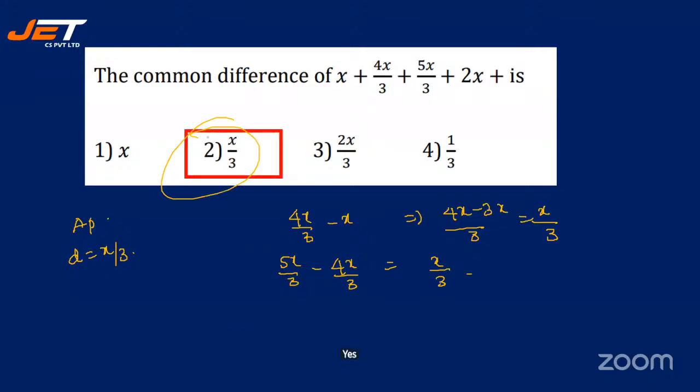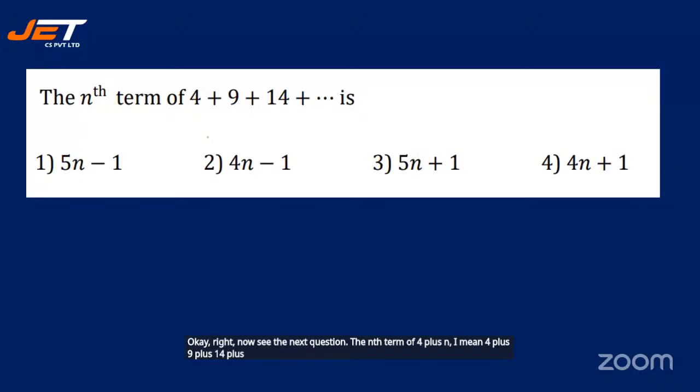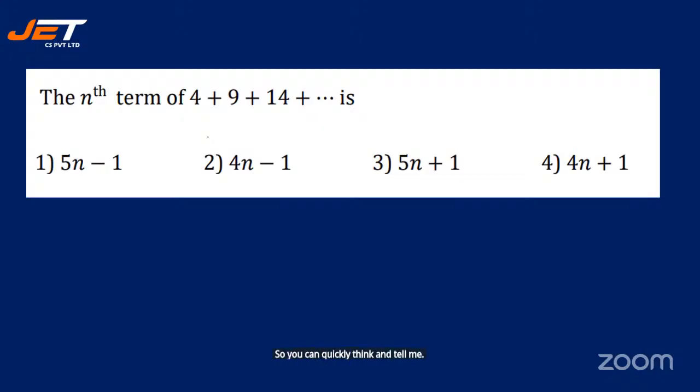Yes. Okay. Because sometimes they might also give us GP. Then in that case, you should check T2 by T1. Okay. Right. Now see the next question. The nth term of 4 plus 4 plus 9 plus 14 plus and so on is dash. So you can quickly think and tell me, students, what is the nth term?